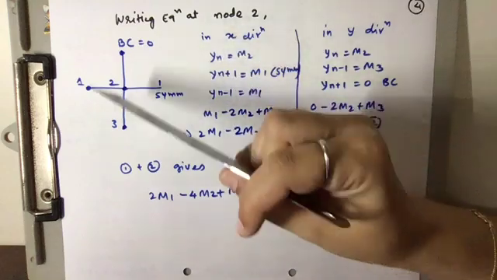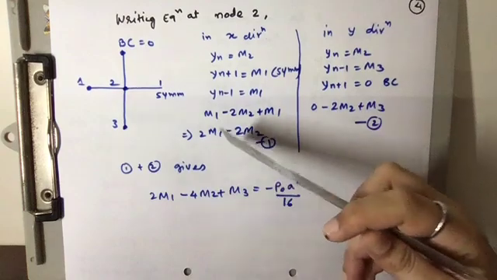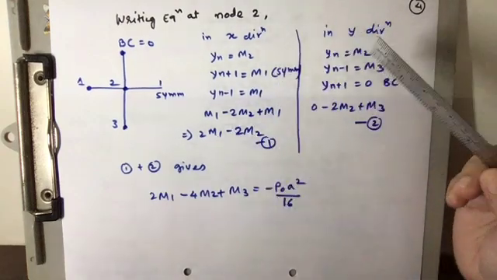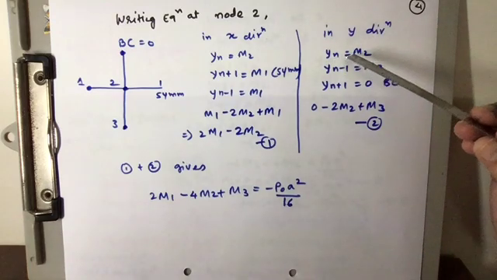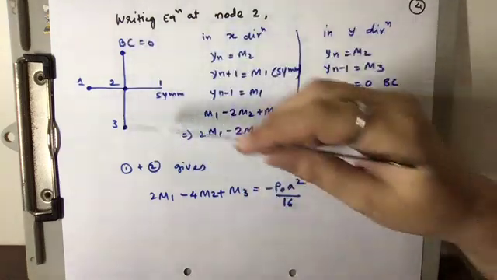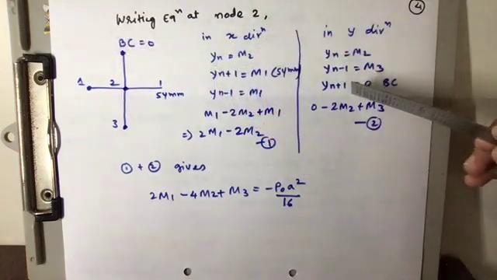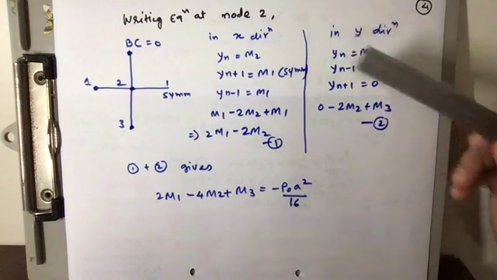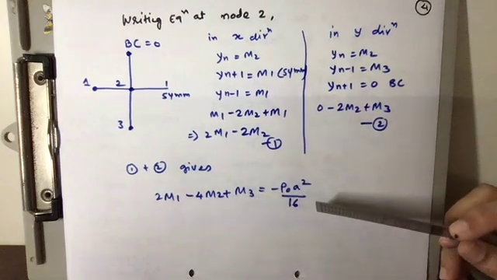forward, backward, and the value at 2, and summing up. I mean writing that equation into difference equation. Similarly, we are writing in y direction. So yn is m2 in y direction. Yn minus 1 is m3, and forward point yn plus 1 is matching at the boundary. You can make it 0, and in the process we are able to write this equation too. Summing up these two equations, we are getting this equation.